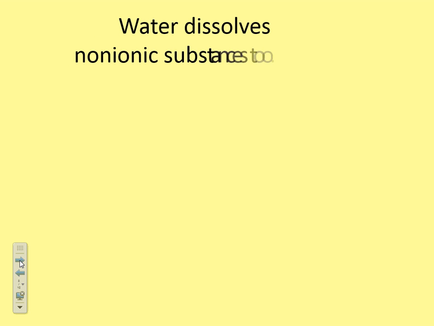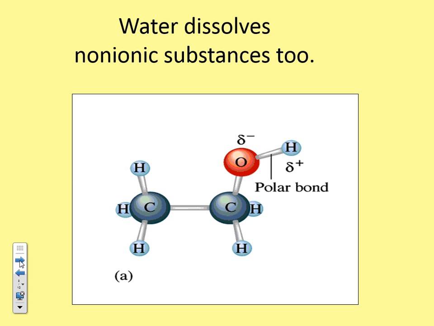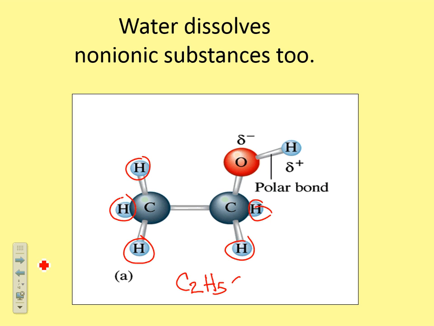Now, water dissolves non-ionic substances too, if there are polar parts in the molecule, let's say polar regions rather than polar bonds. So here we have a substance. If you think about the formula, there are 2 C's, there are 5 H's, counting these guys, 1, 2, 3, 4, 5, and then an OH. So this is ethanol, or ethyl alcohol.